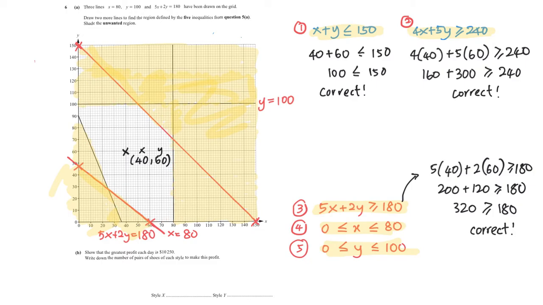Okay, so we can label the R as usual. The region is usually labeled as R. They didn't ask for this part, but I made it anyway. Alright. You can pause the video to have a look at this, because the next part is question B, show the greatest profit. I'm going to erase this one and bring the other question here.